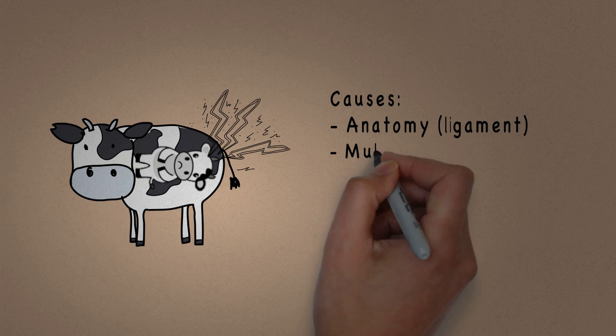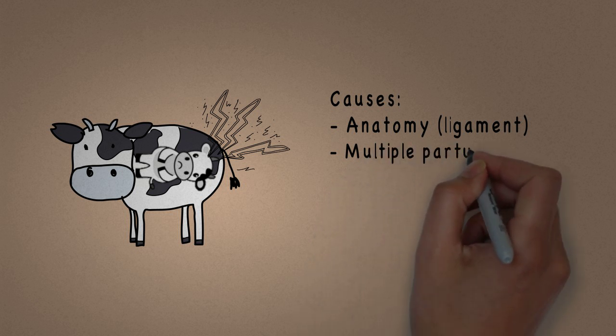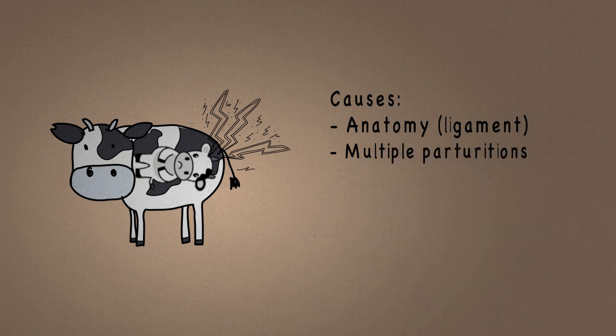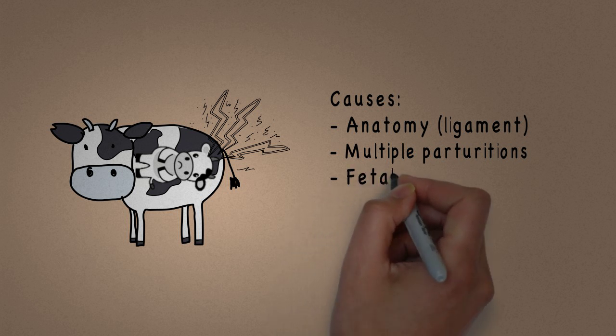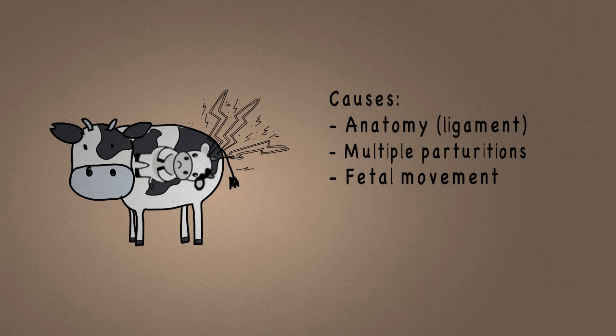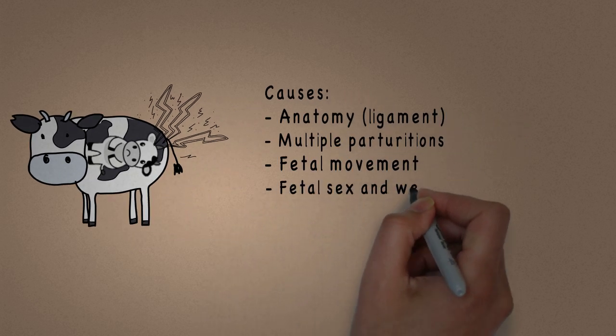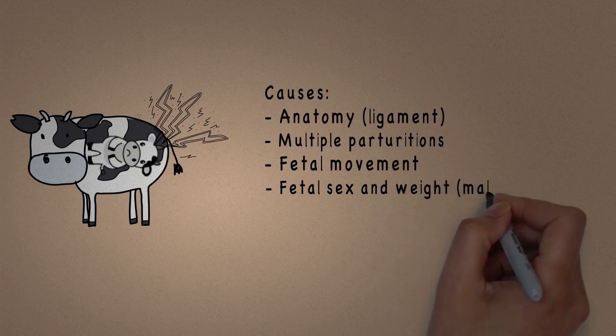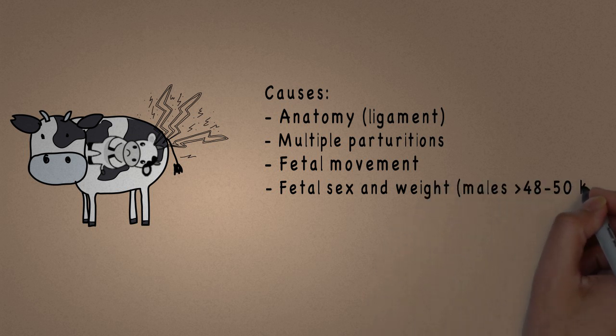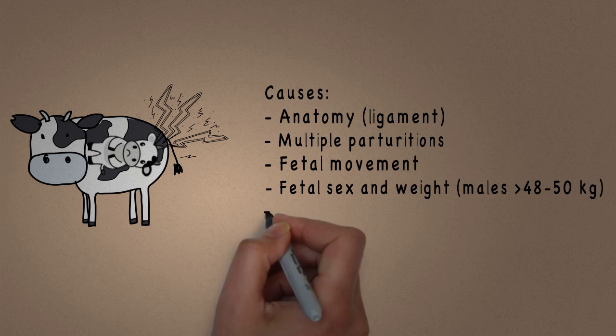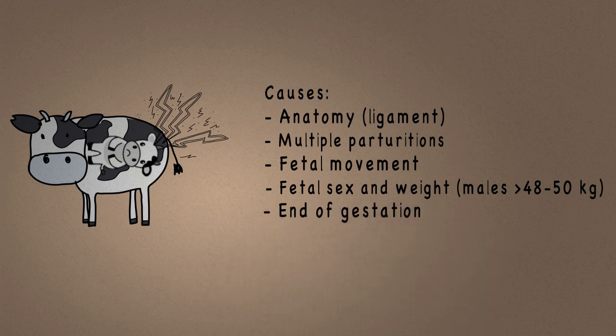The number of previous parturitions: torsion normally appears 15% more in cows that have already given birth in the past. Fetal movement during the beginning of the parturition. Sex and weight of the fetus: it is more likely for there to be a uterine torsion in gestation of males that weigh more than 48 to 50 kilos. The end of the gestation, and the geographical region with mountains.